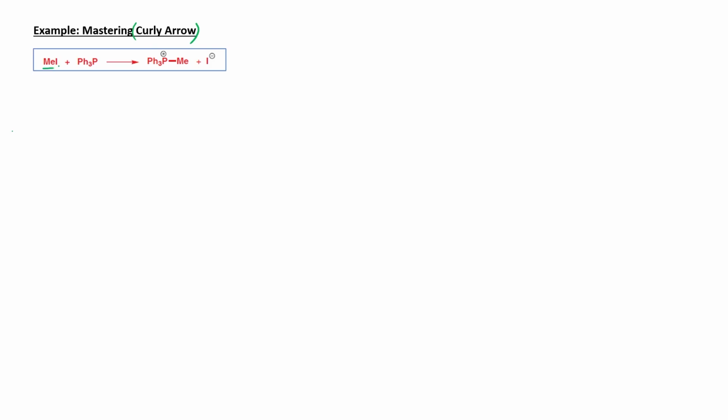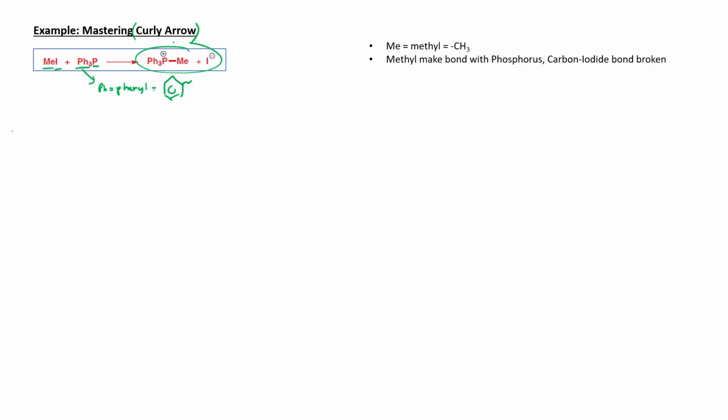So for example, this is Me. What is Me? Me is the methyl, so CH3. I is what? I is iodide. What is Ph3? Ph stands for phenyl. Phenyl is basically the aromatic compound like this. You have the substitution of the aromatic compound, and P is phosphorus, and this is just the product. So what will happen in this reaction is that the methyl here will make a bond with the phosphorus and break the bond with the iodide. So that's what will happen in this reaction.